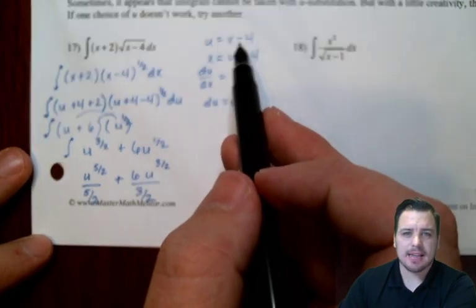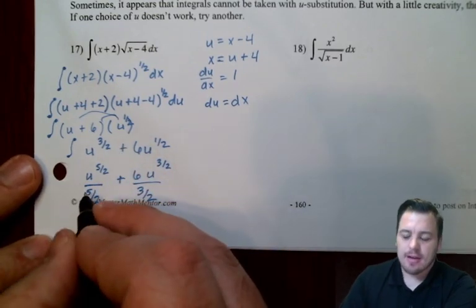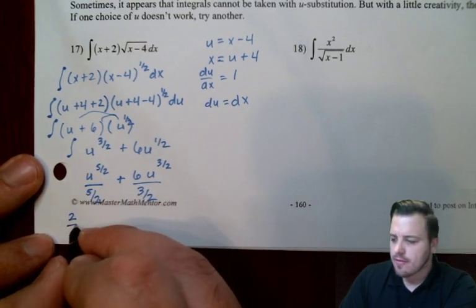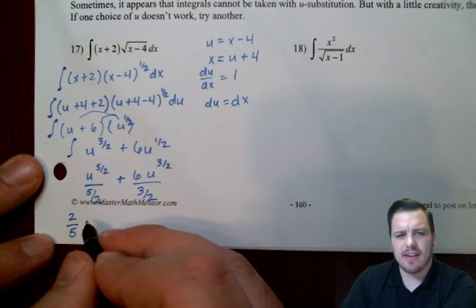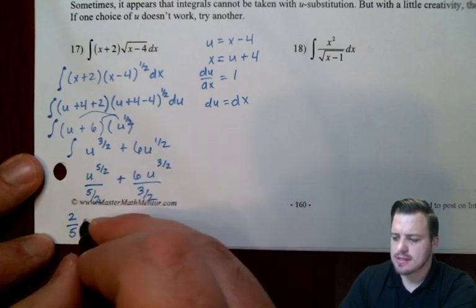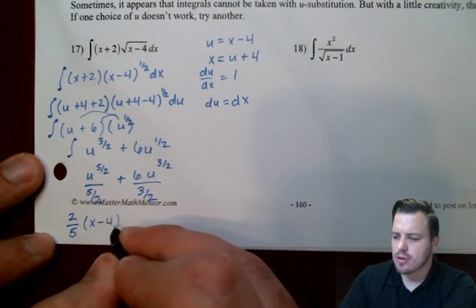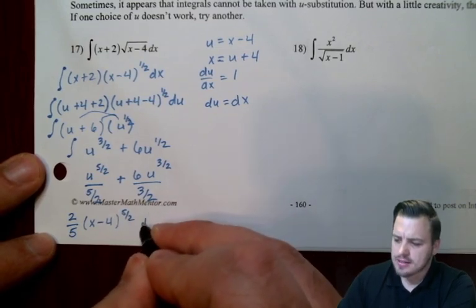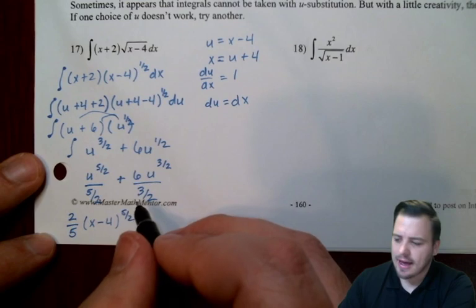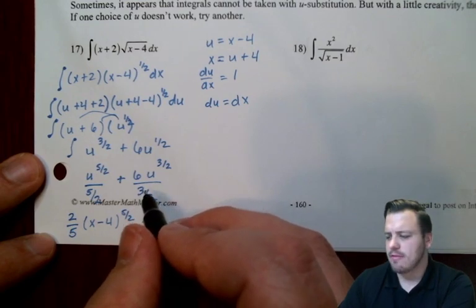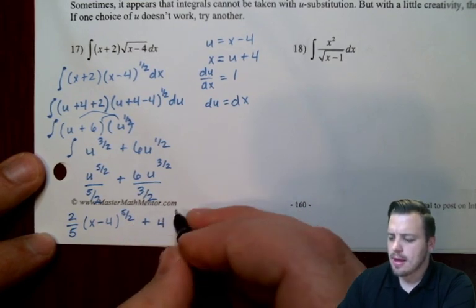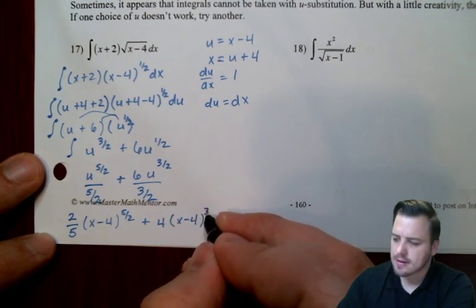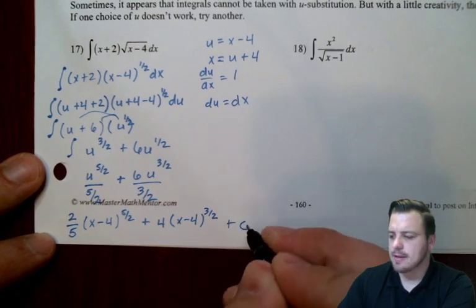If I plug my x minus 4 back in, okay? 1 over 5/2 will be 2 over 5. So 2/5, since 1 over 5/2 is 2/5. And then u is x minus 4 to the 5/2 plus 6 over 3/2 would be 4. And then times x minus 4 to the 3/2. And all of that plus c.